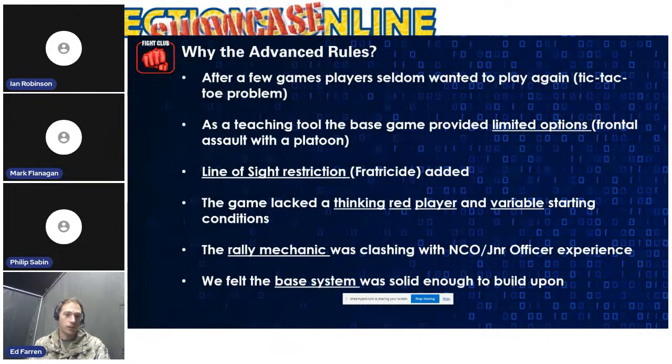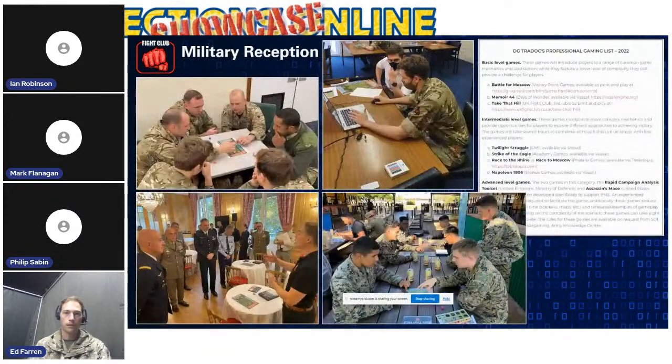The rally mechanic was clashing with the NCO junior officer experience of being able to task a section commander to move on an independent mission without having to be in line of sight of his commander. So we tweaked that a little bit, but that is then countered by the effect of fire being more debilitating based on the amount of fire that you get. But the most important thing from all that is that we felt the base system was solid enough to build upon without shattering the mechanics. So it would still work. It wouldn't be sort of a bad bodge on top of a good game, which is again a credit to Phil.